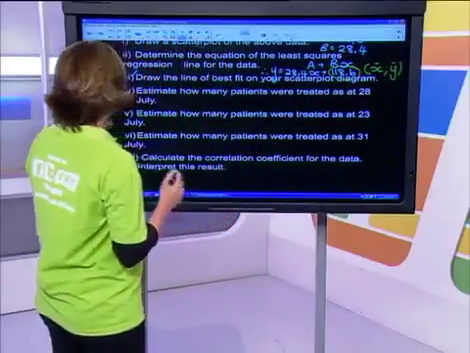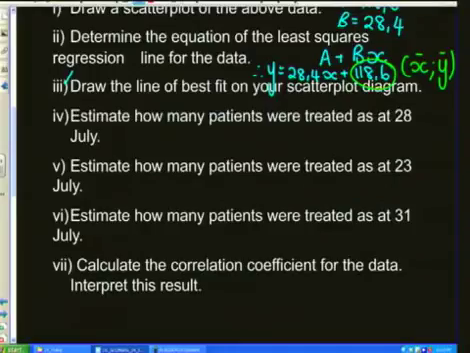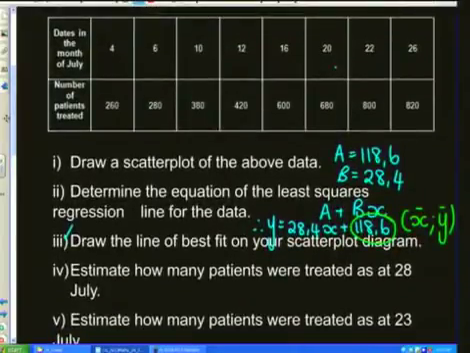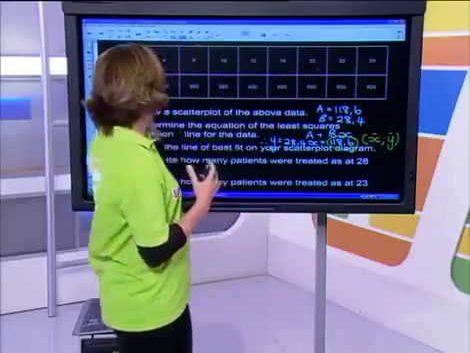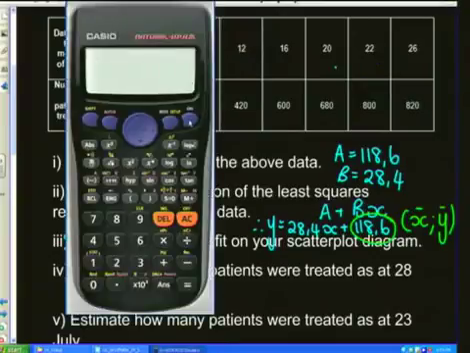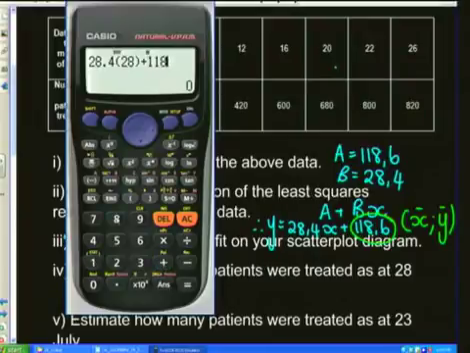Once you have drawn that, the question is asking us to estimate how many patients were treated at the 28th of July. Is that interpolation or extrapolation? Well, the 28th of July is beyond the dates that we actually have in our data set, so we're going to extrapolate that answer by using our formula. We're going to clear that up and say our formula was 28.4, but now instead of x, we're looking for the date of the 28th. So x is 28, plus 118.6, and that gives us 913.